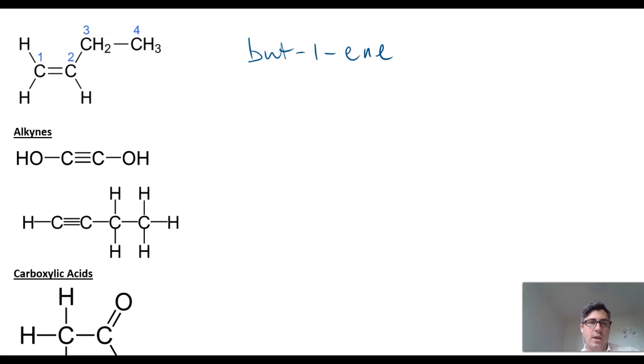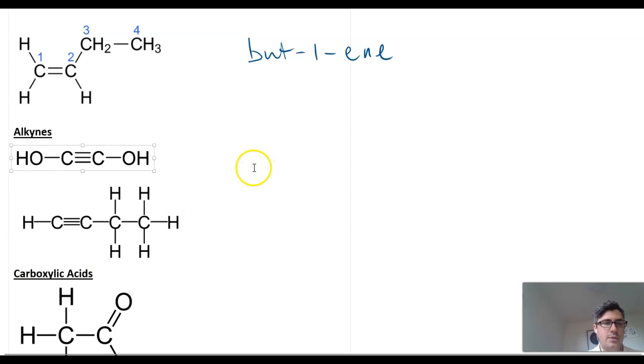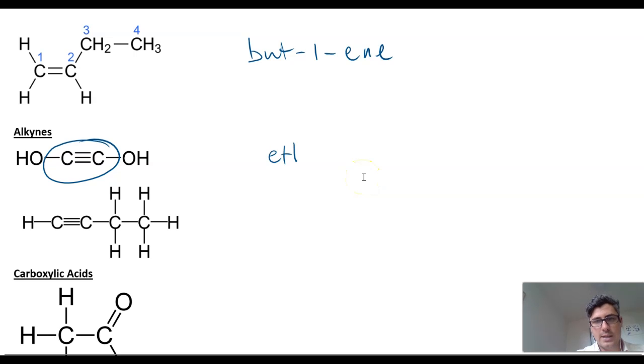There's also an unsaturated hydrocarbon called an alkyne, and that's where we have a triple bond between the carbon atoms. These are a bit more unusual, and you simply name it with "-yne" at the end. So this one here is 2 carbons long, so the IUPAC name for this is ethyne. We don't need a number because there's only one place that this triple bond can be.